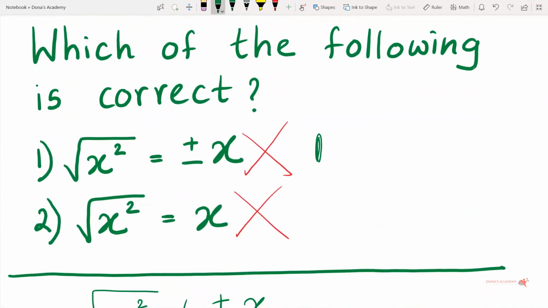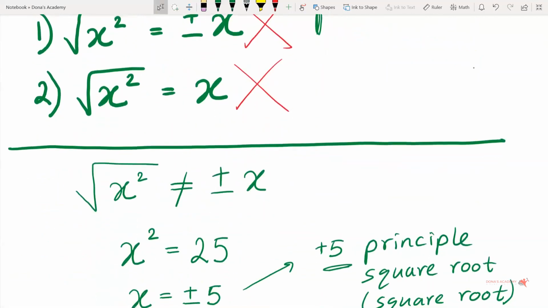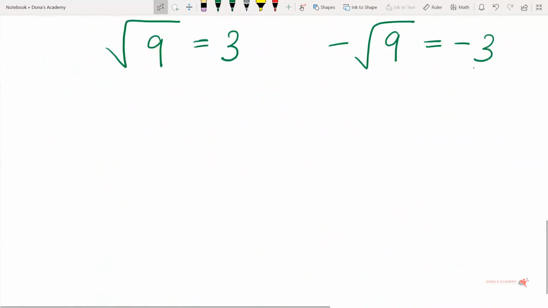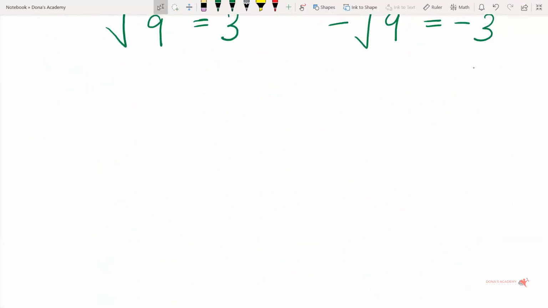Now, how come the second one is incorrect? I just said square root of 25 is just 5. It is exactly this thing. Then how come it is still incorrect? Indeed, the second one is incorrect for some x's. Actually, it is true for positive x's. However, it is not true for negative x's. Let me explain that one too.